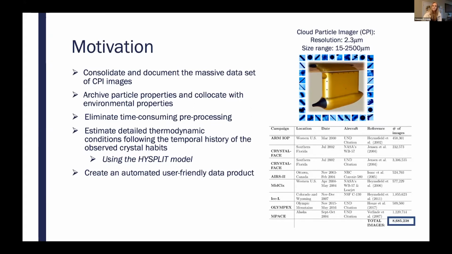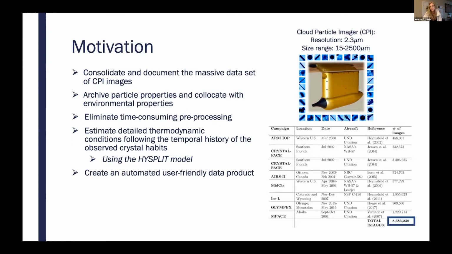And so because of this, we would like to archive not only the particles and their properties that are coming out of these images, but also be able to co-locate them with other environmental properties from different probes that might also be flying on board. And this would just be done through time matching. And so in doing so, we could potentially eliminate any time-consuming pre-processing phases for other research scientists, solely because they would have to focus on how to not only download and extract all of this data, but then figure out how to separate all of the data into the specific particle types that they would be interested in looking at for their scientific objectives.